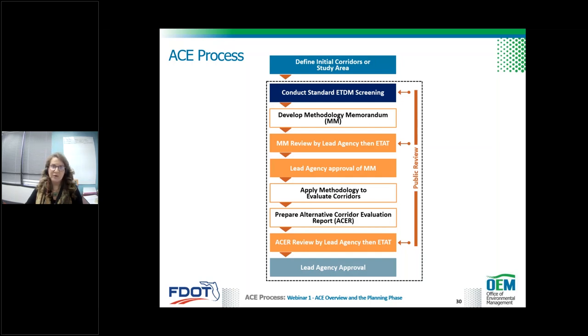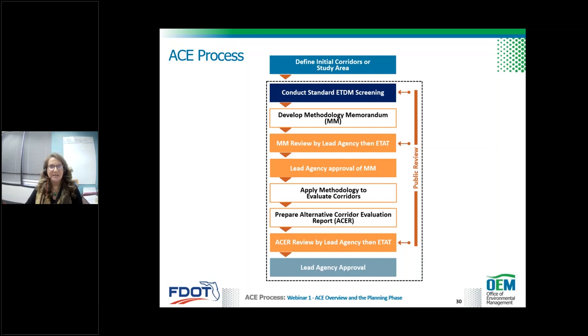Remember, whether that's planning or programming is a function of where you are in project development at the time and what information has been done, maybe as past planning efforts. Subsequently, in the white box, the study team develops a methodology memorandum. This is used to inform agencies and really all stakeholders on the proposed approach to analyze and document the decisions regarding the alternative corridors.